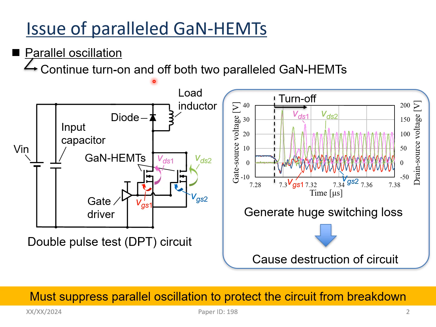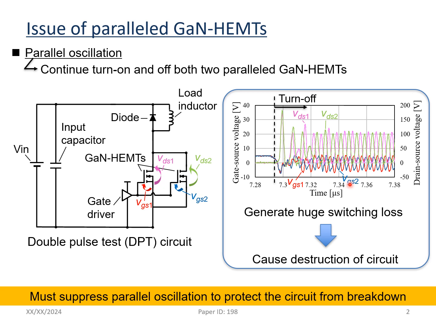However, parallel connections also have a problem. This is called parallel oscillation. This phenomenon is continuous turn on and turn off of both parallel GaN-HEMTs. So this circuit shows the double pulse test circuit, which has the parallel connection in the lower side, and this waveform is when the parallel oscillation occurs.